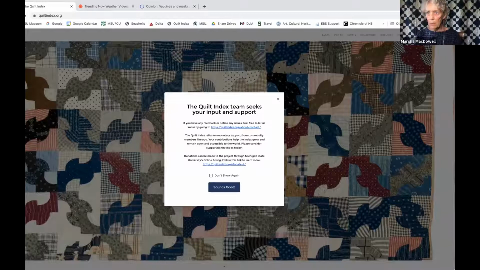One of the outcomes of this project that Lijun and I and others in both the US and China have realized is that we have, as Lijun said, developed some small important collections of these kinds of textiles in the US, particularly at our museum and at the International Quilt Museum. But we've also added data to the quilt index.